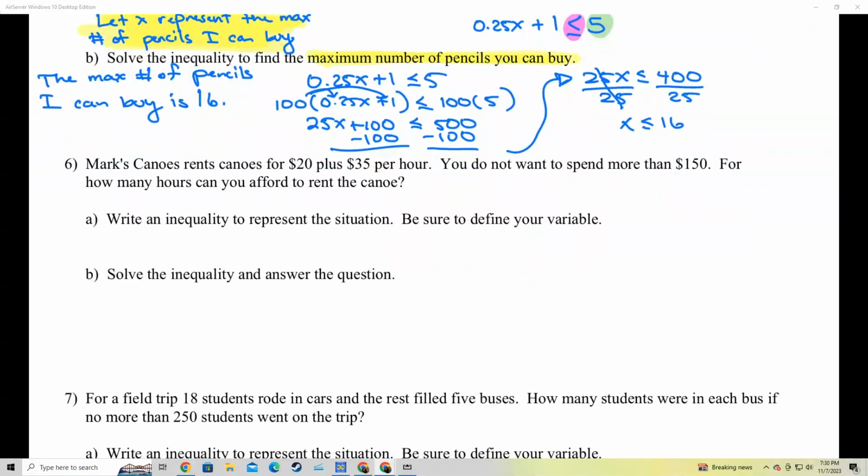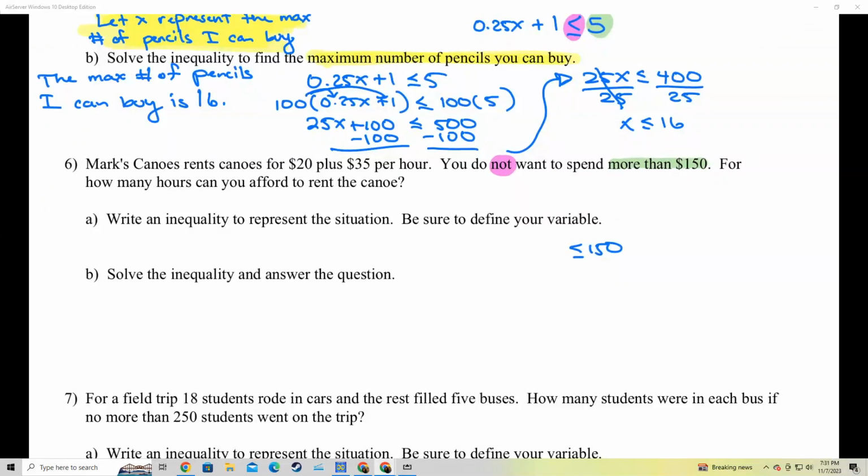All right, Mark's Canoes rents for $20 plus $35 per hour. You do not want to spend more than $150. I see more than 150, and that means this. However, it says I do not want to spend more than 150. That completely negates that statement, which means I need to go the exact opposite way. That means I want my cost to be less than or equal to $150. Okay, I know it's kind of tricky, but once you start seeing it, it starts making sense.